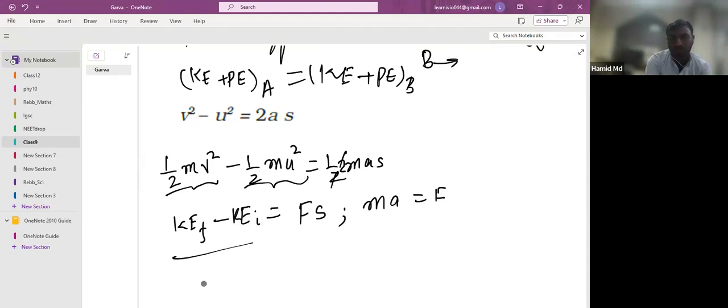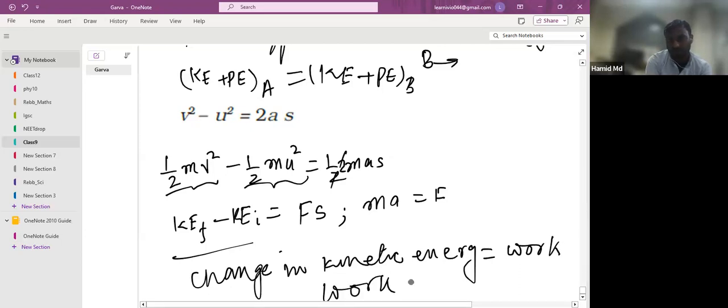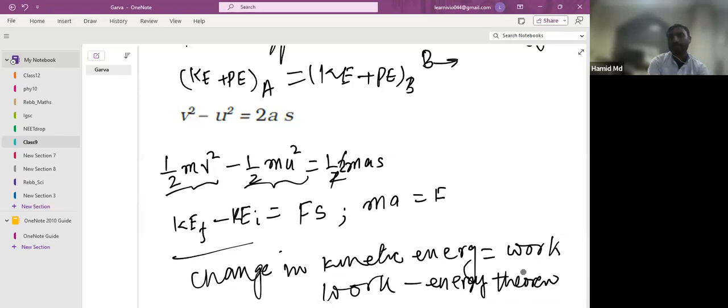Change in kinetic energy is equal to work done. This is the work energy theorem, called the work energy theorem, right? Any doubt? Any doubt to it? Did you understand this concept?